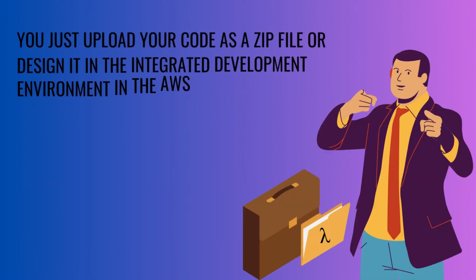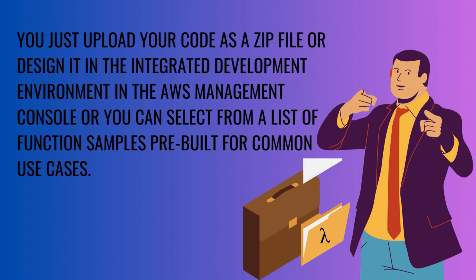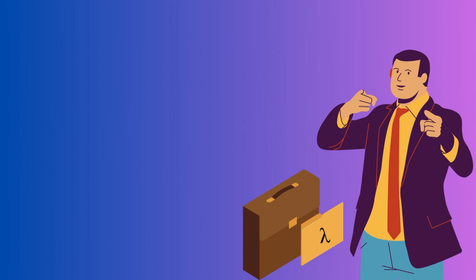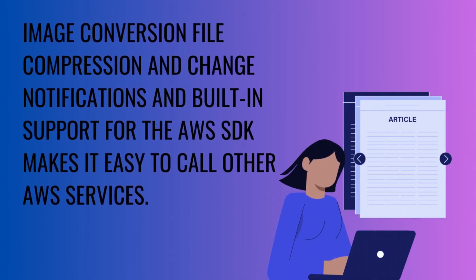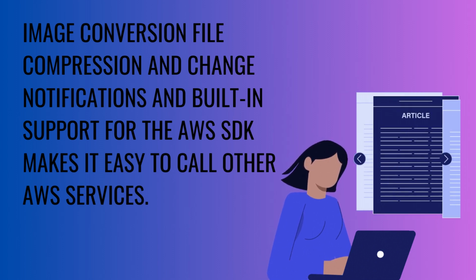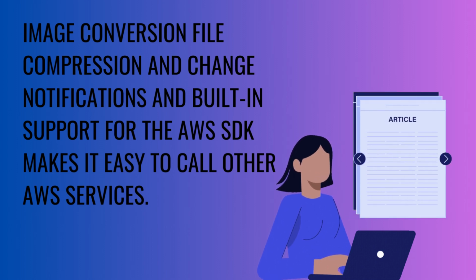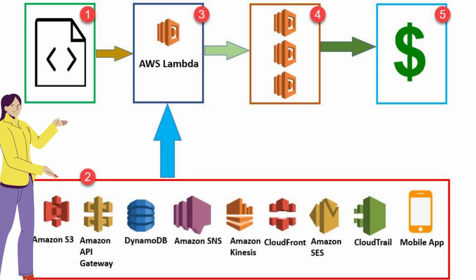You just upload your code as a zip file or design it in the integrated development environment in the AWS Management Console, or you can select from a list of function samples pre-built for common use cases. Image conversion, file compression and change notifications and built-in support for the AWS SDK makes it easy to call other AWS services.